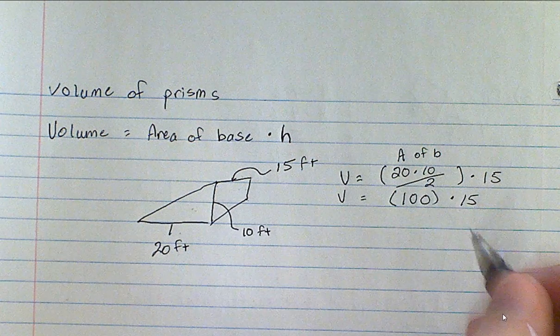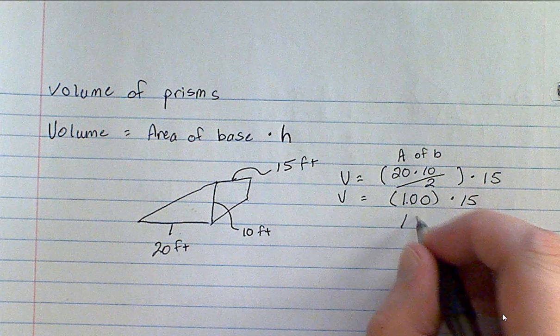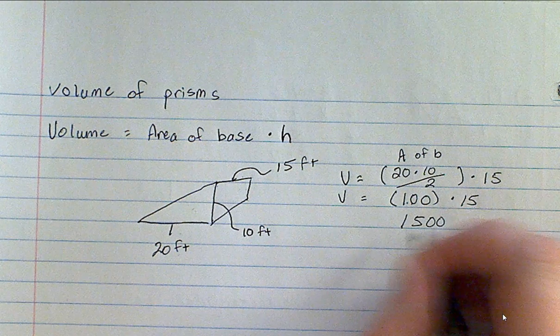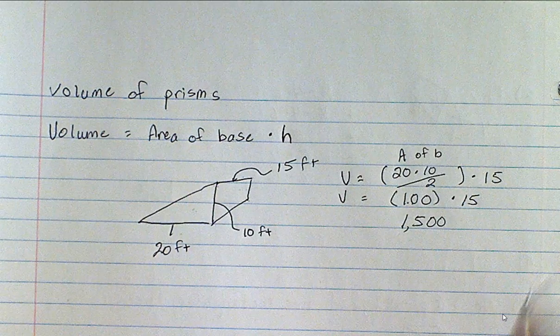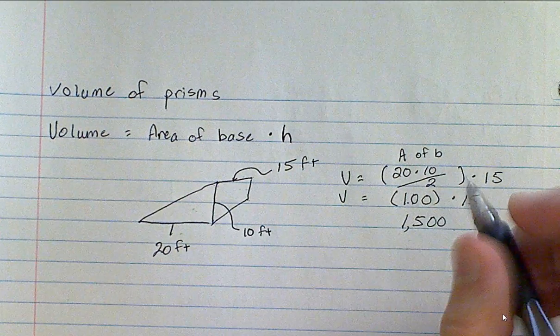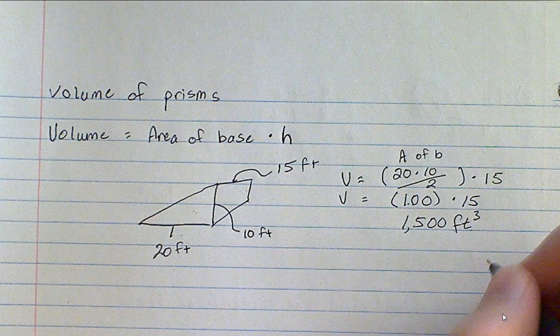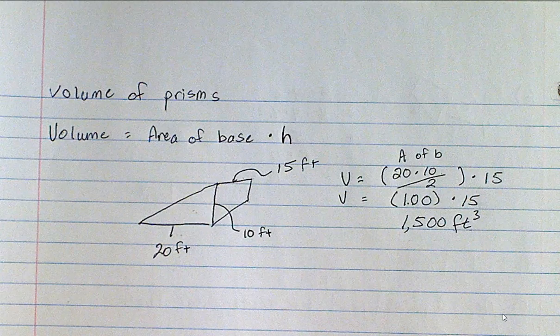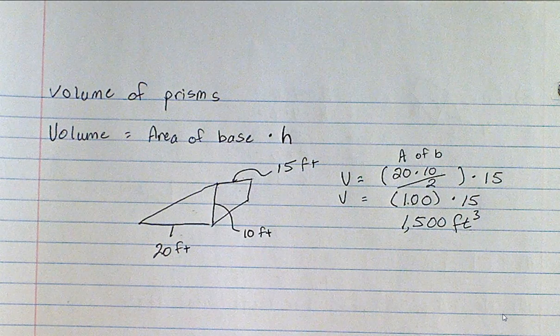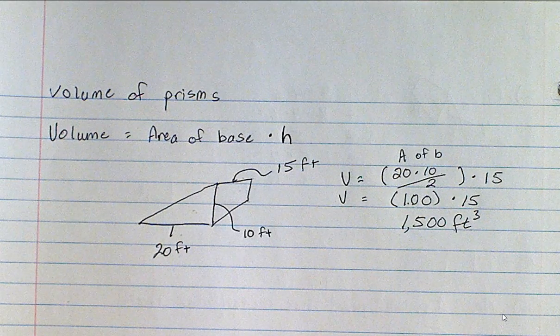So then the volume would be whatever 100 times 15 is, 1,500. And then the units on volume is always going to be whatever the units are to the third power or cubed. So this is going to be feet to the third power. Feet cubed. Now this is true for any kind of prism. You're going to take the area of the base and multiply it by how long it is, the height.